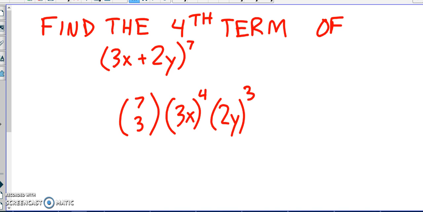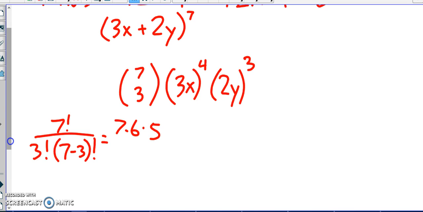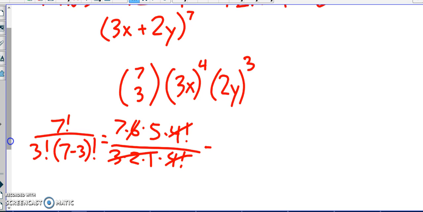So if we figure out 7 choose 3, that would be equal to 7 factorial over 3 factorial times (7 minus 3) factorial. So this would be 7 times 6 times 5 times 4 factorial over 3 times 2 times 1 times 4 factorial. 4 factorials cancel. 3 times 2 times 1 is 6. That's 35. So this would, of course, be 35.